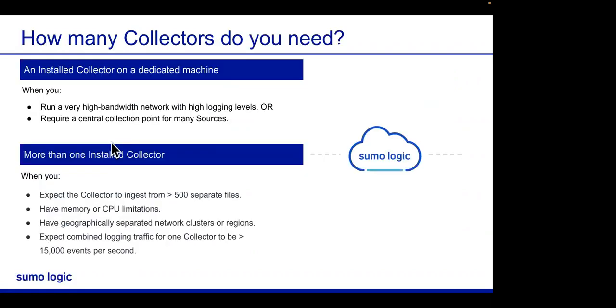How many collectors do you need, right? Typically we recommend that as far as installed collectors go, you can have an installed collector on a dedicated machine that you can forward all the logs to, and you can ingest. So here's when you can install it on a dedicated machine. Here's where you have to have more than one installed collector. So if you're running a very high bandwidth network with high logging levels and things like that, or you require a certain centralized collection point from any of your sources, you can in fact do that.